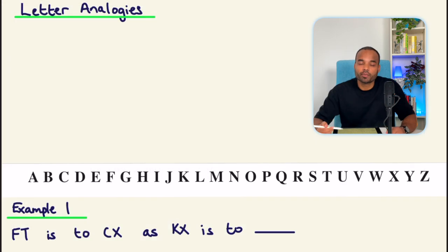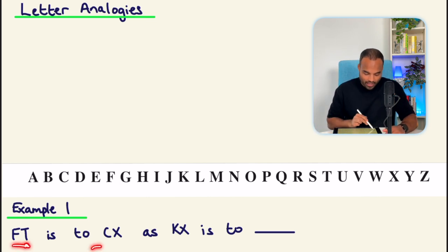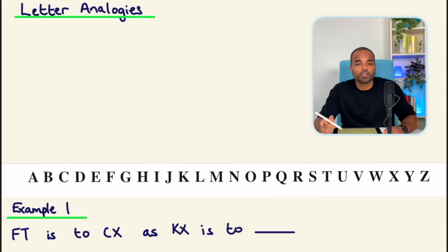So let's take a look at some examples that I've written down now. The first one, we have FT is to CX as KX is to something that we have to figure out. Okay, so just like before, we need to work out the pattern. Remember, the first letters in each pair are connected somehow. In other words, they're corresponding, as are the second letters in each pair.